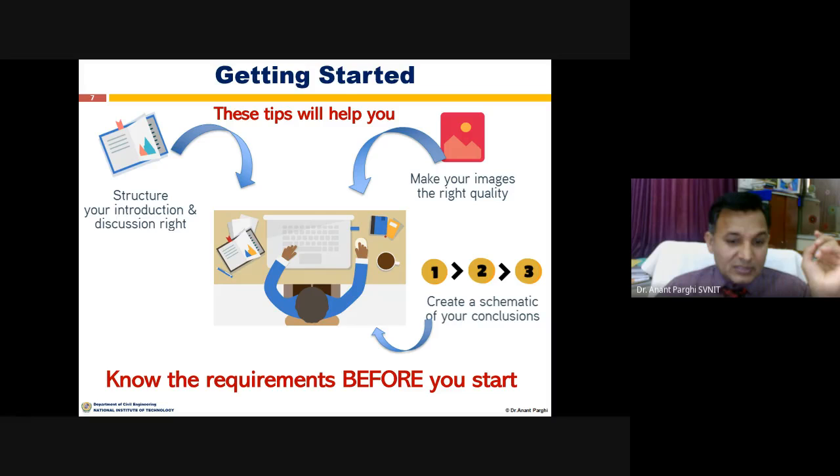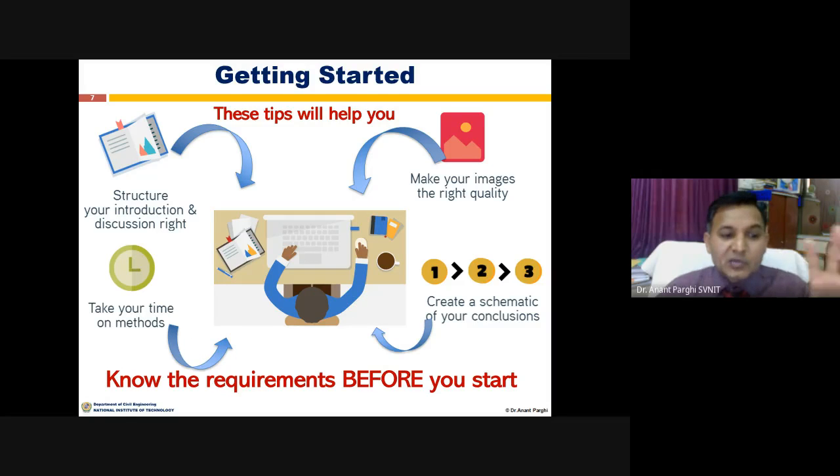Another thing is to create a schematic of your conclusion. For example, you have seen this particular slide here, where we say take your time on the method. In this slide there is no text, only cartoons and figures. It should be a creative schematic diagram. It doesn't need dimensions, but it should be a schematic diagram of the conclusion, so people will be able to understand what you are going to achieve from this particular research.